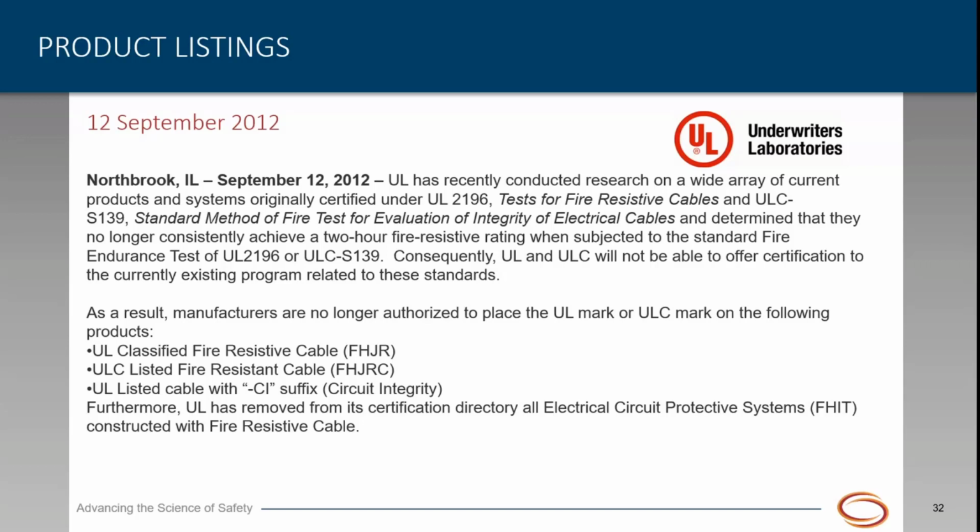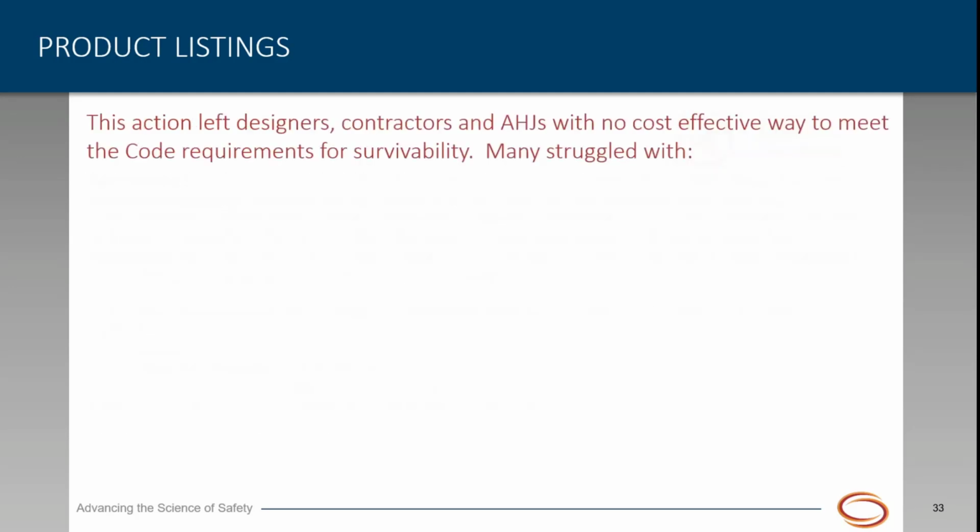Some materials can provide a carbon residue that is conductive when they heat, or conductive gases could cause permanent failure of the circuit. Thus, UL listing was rescinded, and a standards working group task group was formed to fix the situation. Well, this left many designers, contractors, and AHJs with no cost-effective way to meet the code requirements for survivability. Many struggled with how to proceed with a project that was in progress and, of course, upcoming projects. So they were forced to look at other things, like a performance-based design. Some had to make building construction changes, like the additions of 2-hour walls, soffits, enclosures, etc.